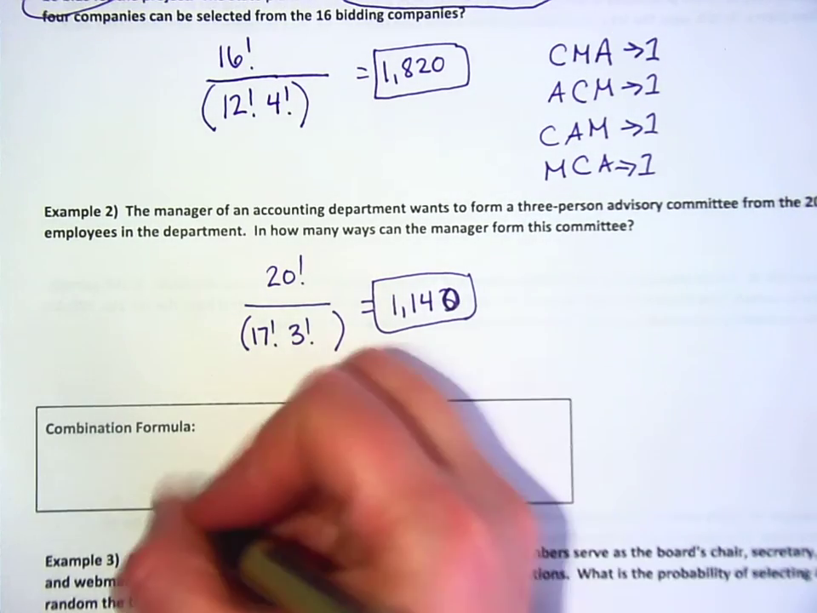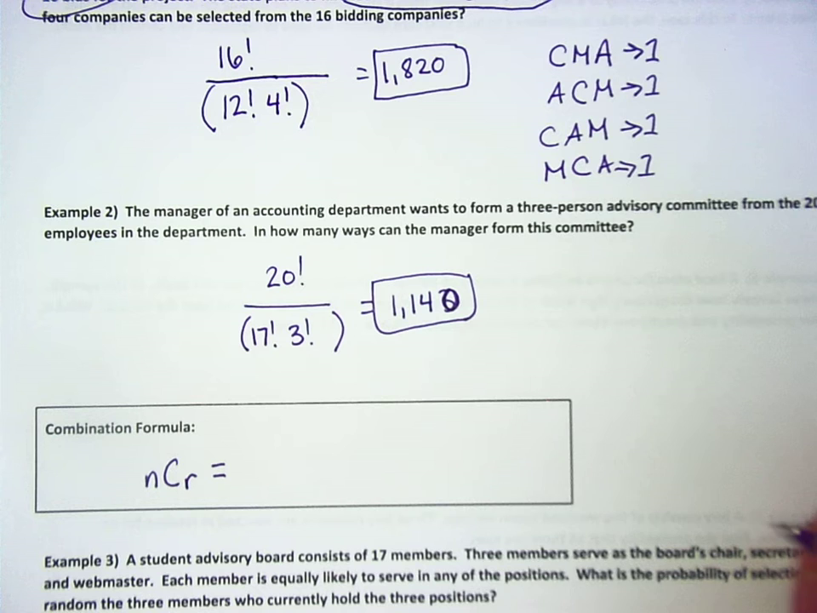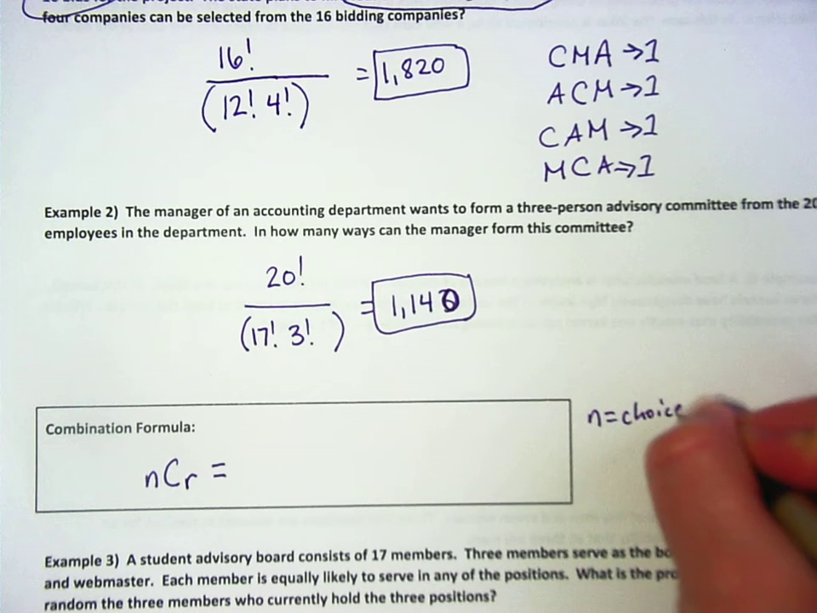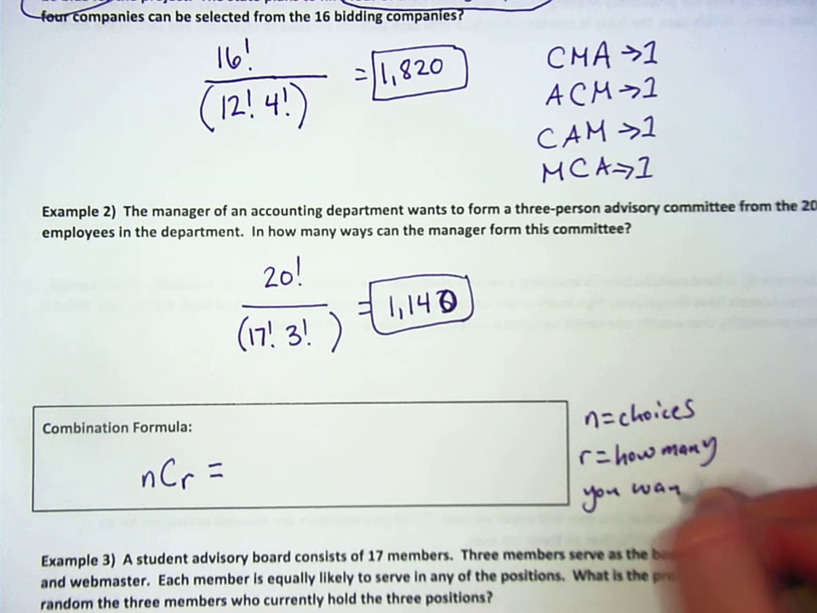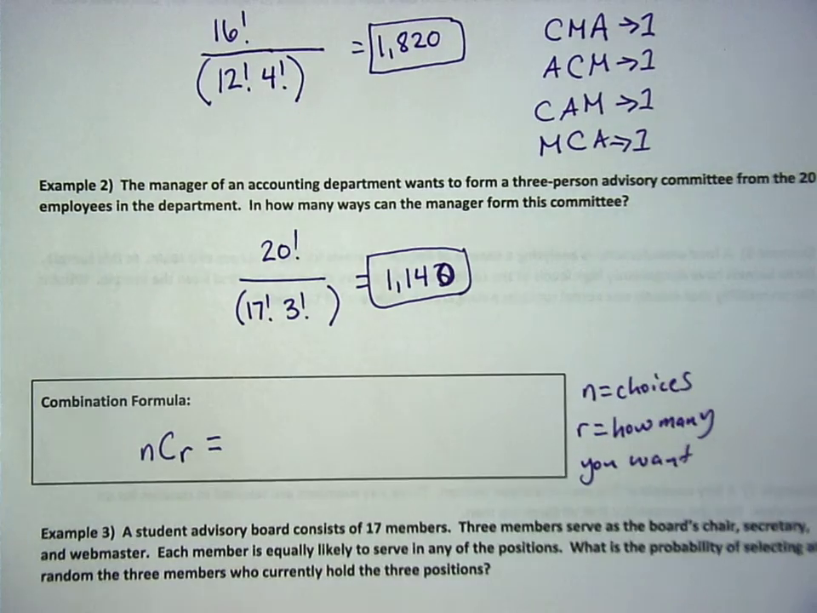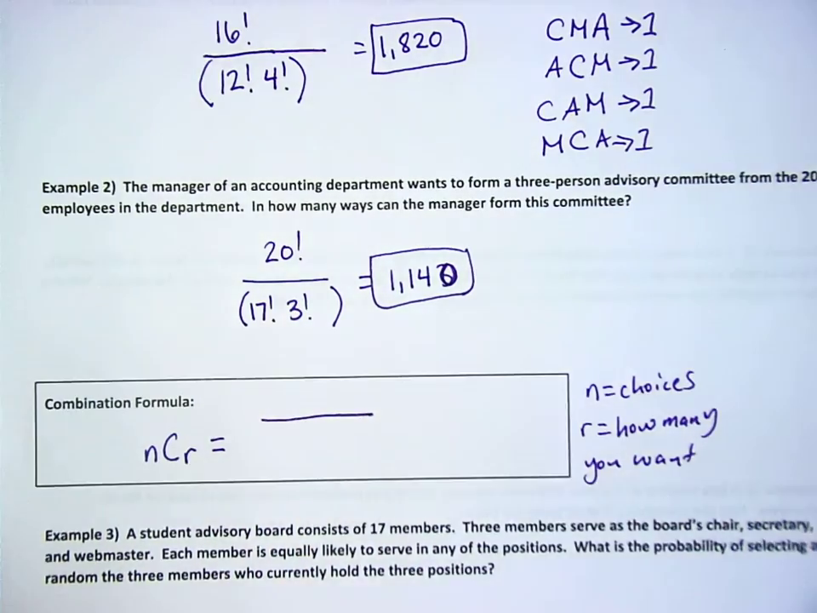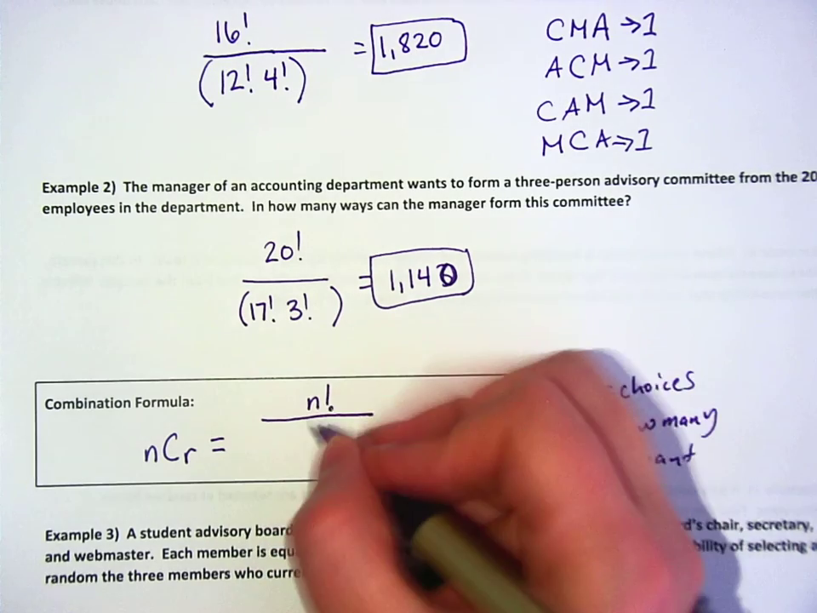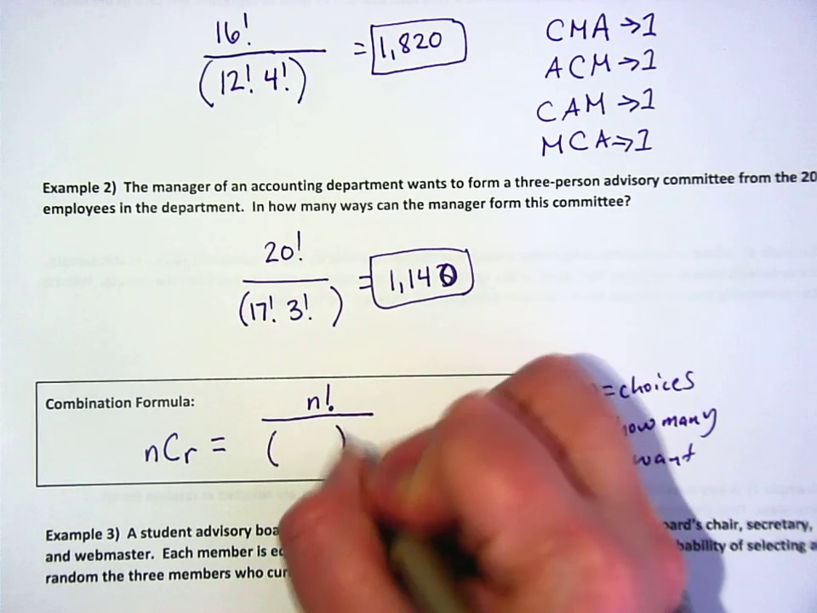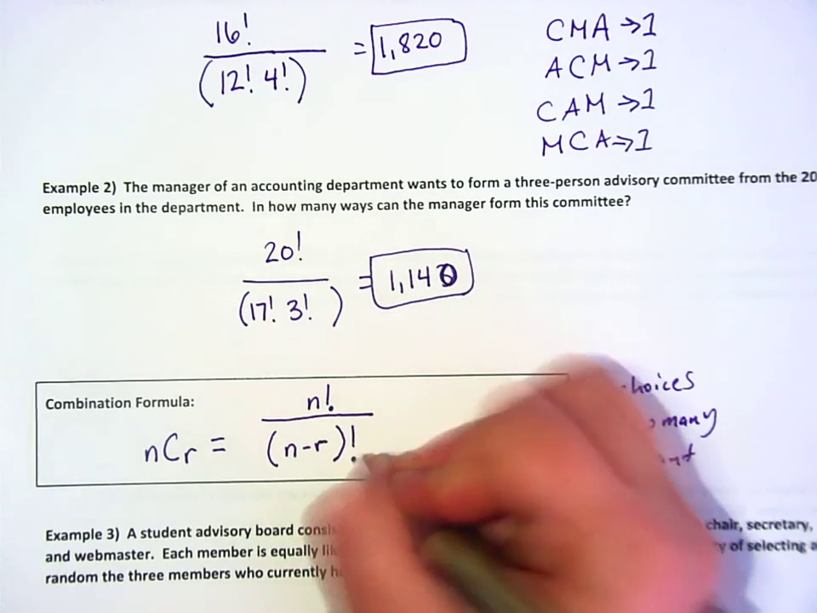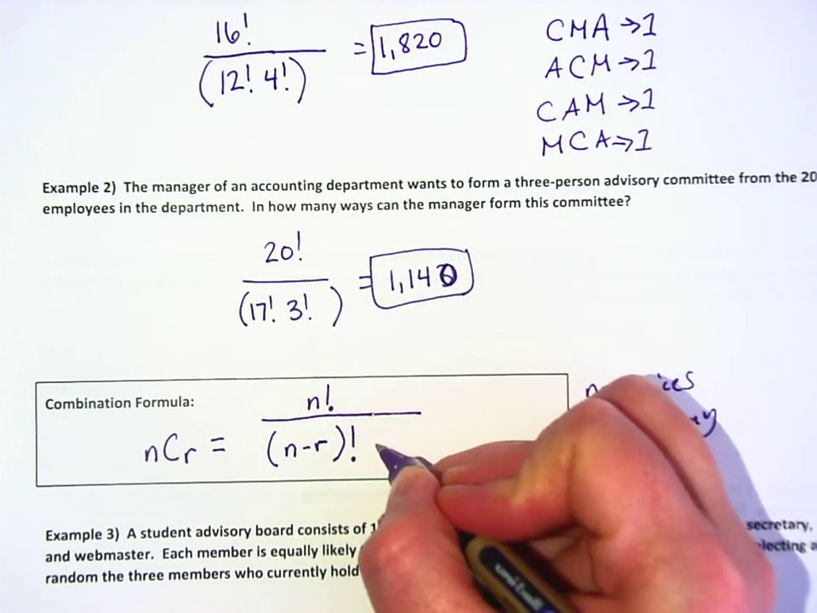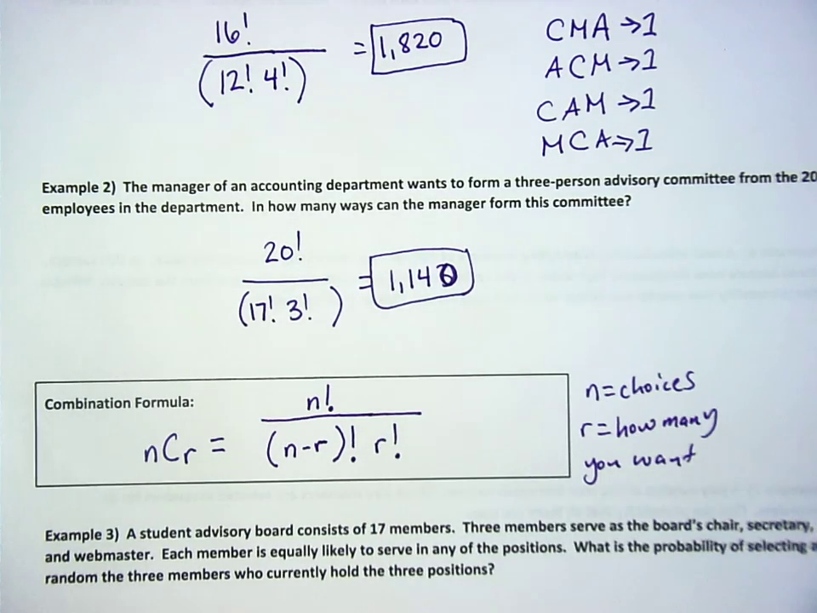All right, can anybody come up with a formula here? This is N choose R equals, remember N is how many choices you have, and R is how many you want. All right, so what should I put on top of the fraction? N factorial. For the bottom: N minus R factorial, and then also R factorial, yep. That's the formula for a combination.